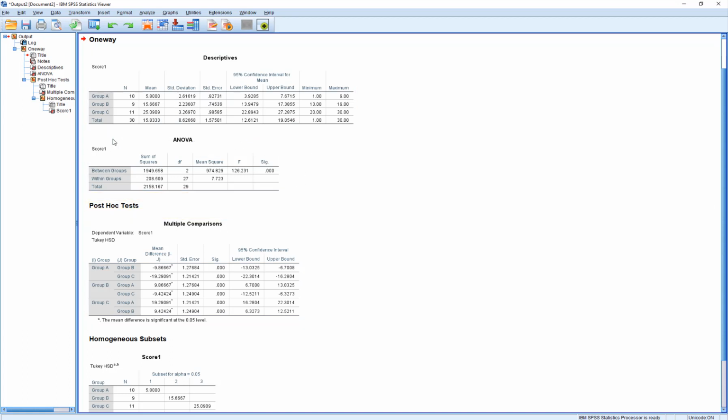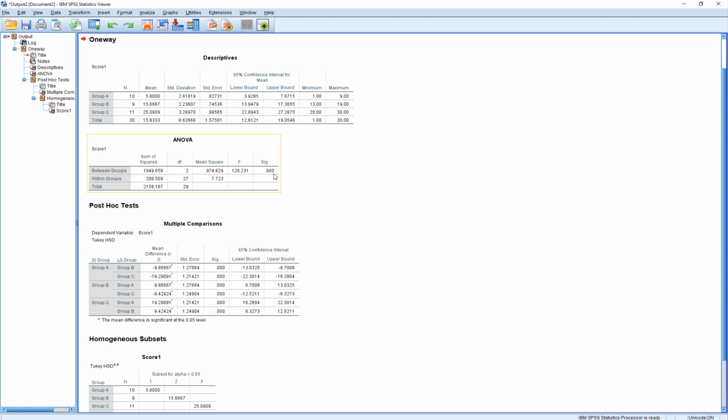Below that table, we have our ANOVA. When we look at the between groups, we can see our sum of squares, our degrees of freedom, which is the number of groups minus 1, our mean square, our F statistic, and our significance value. This significance value is known as the p-value. If our p-value is at or below our alpha of 0.05, then that means we found significance. SPSS rounds up to the nearest third decimal place.